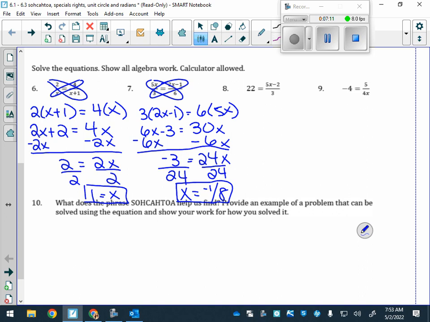Now looking at number 8. Finn, what do we get for number 8? Careful with the order. You have the right numbers. However, it's 68 over 5. So we have 22 times 3, 66, 5x minus 2. We add the 2 to the other side.